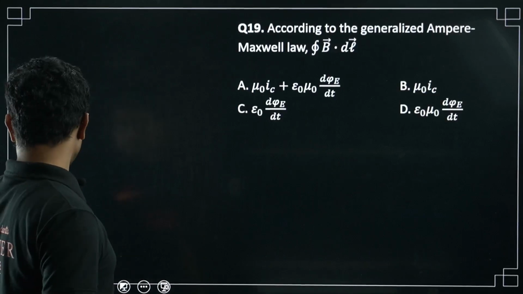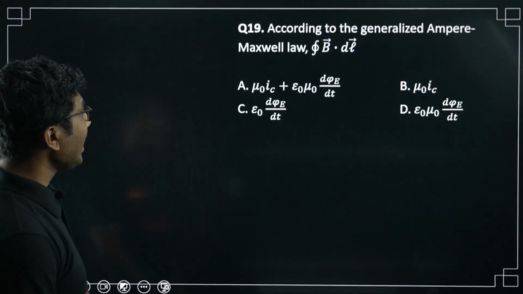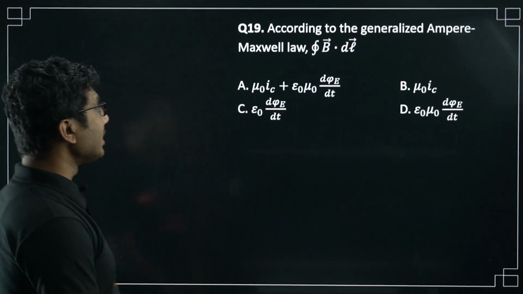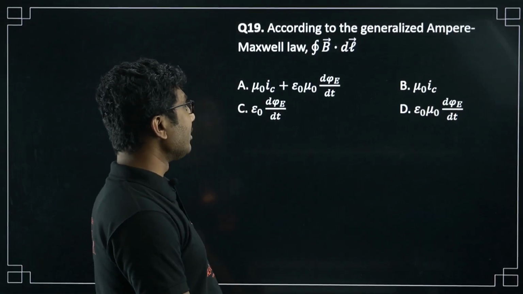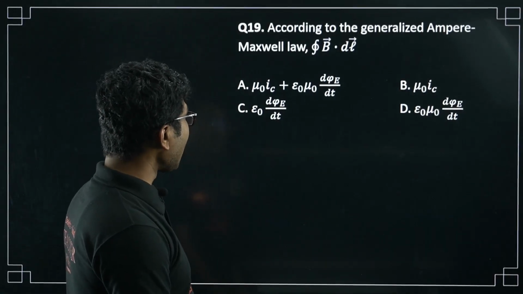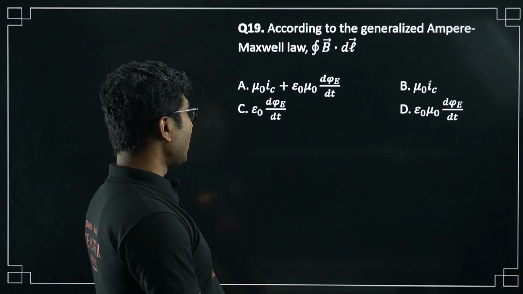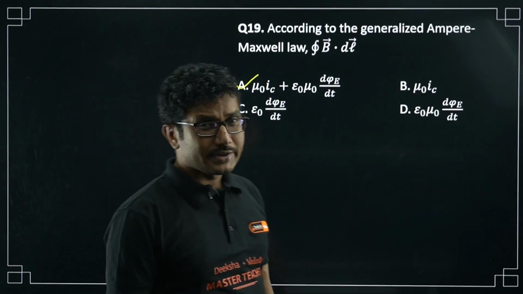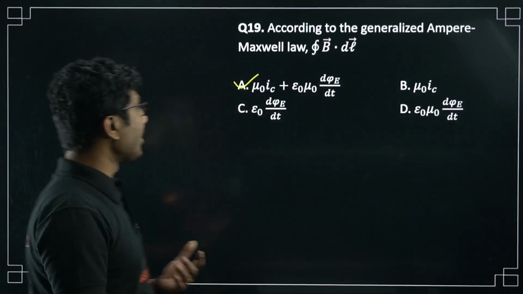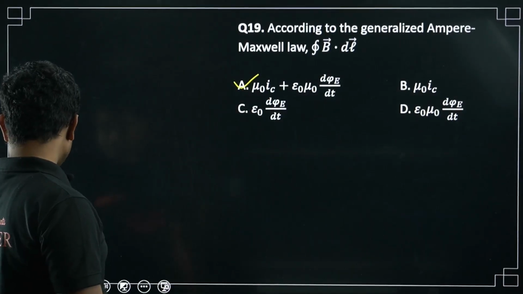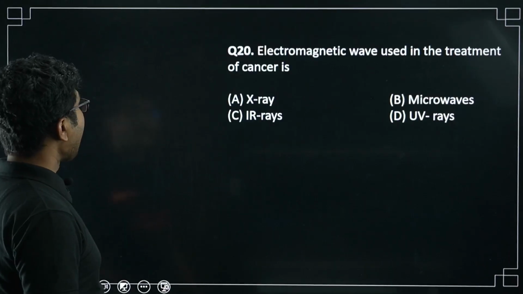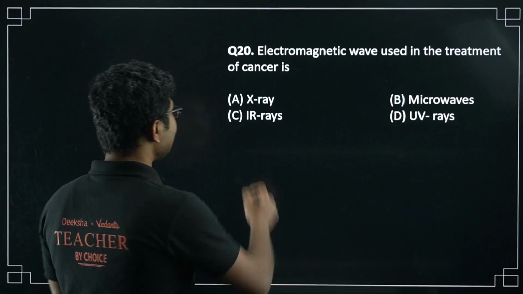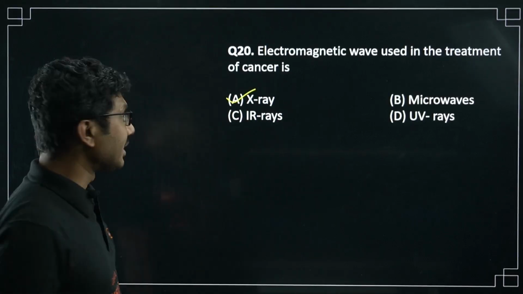Question number 19, I hope. According to the generalized Ampere-Maxwell law, the closed loop integral of B dot dl is equal to mu naught I_C plus epsilon naught mu naught d phi_E by dt. I think this is from one of your previous year questions. So be careful, you have to answer this question. Now next question. Electromagnetic waves used in the treatment of cancer are X-rays. X-rays are used in the treatment of cancer.